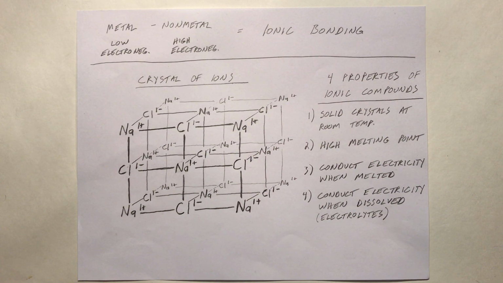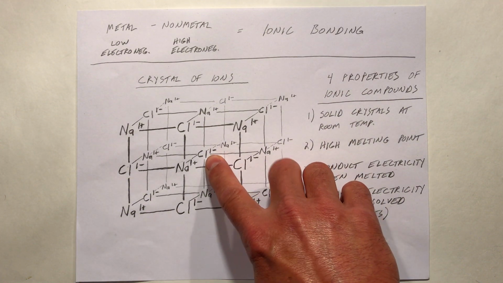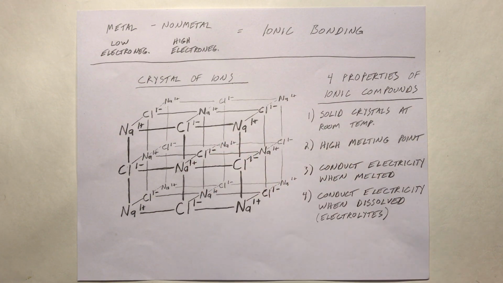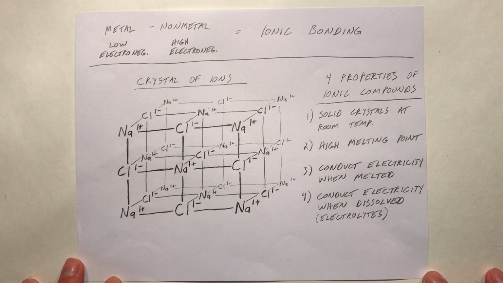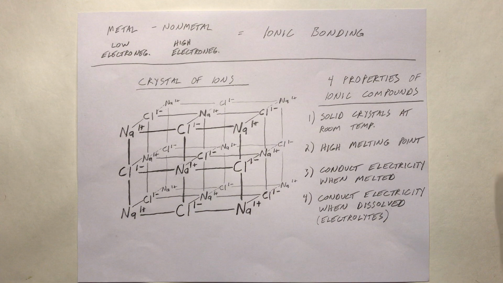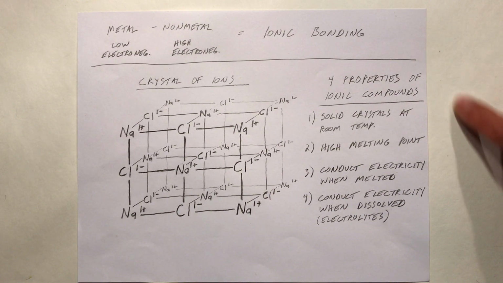Now, two important points about this. The bonds between these ions are the strongest bonds that we know that happen between ions. That's ionic bonding. And notice this chloride at the center is bonded to the sodium ion to the left, to the right, on top, on the bottom, in the front, and in the back. There's multi-directional strong bonding going on here. And as a result, we can observe macroscopically on a large scale these four properties of ionic compounds.